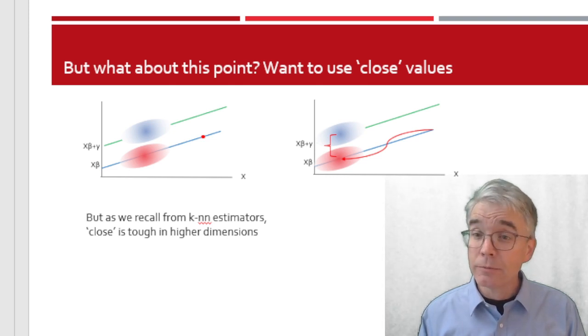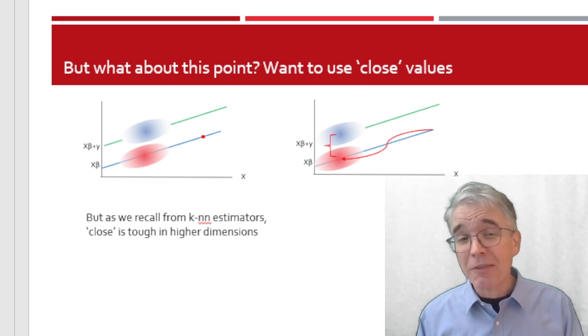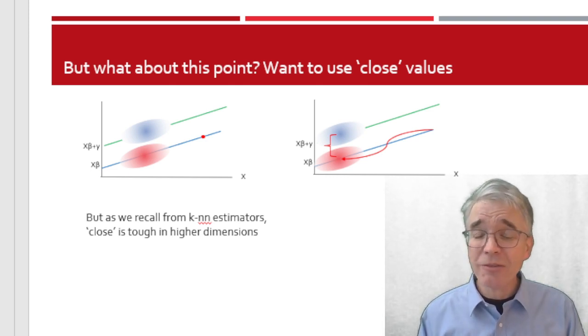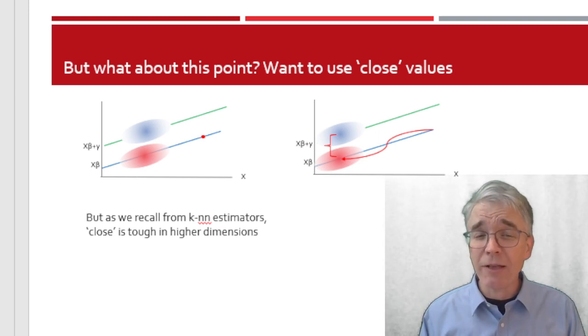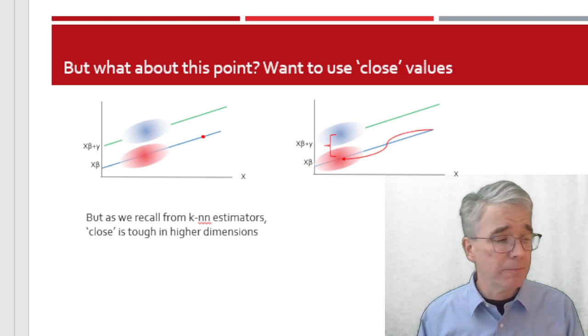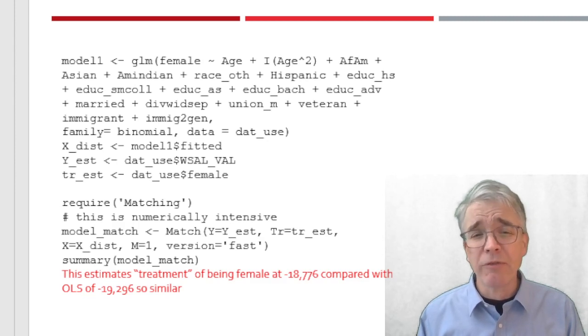As you remember from when we discussed KNN estimators, we talked about how the idea of close gets really difficult in high dimensions. Our intuition that we take from our three-dimensional world just falls to pieces. So to use a propensity score, we want to use closer values, but defining close can be sort of an art. With that warning, let me give a couple examples.